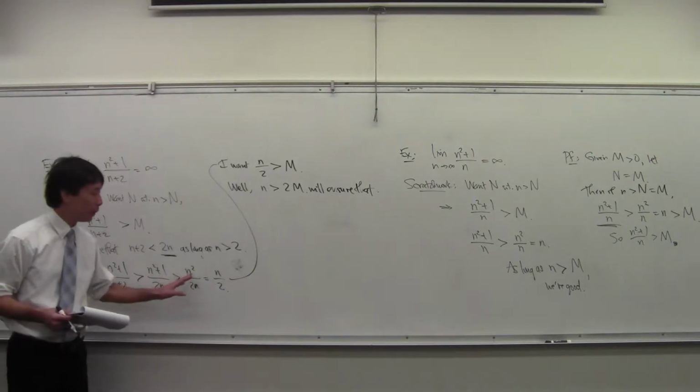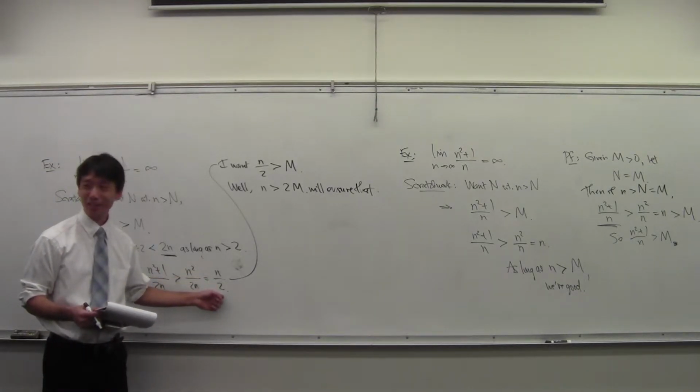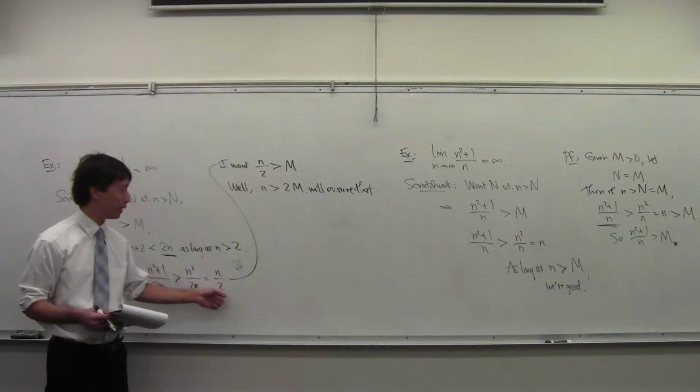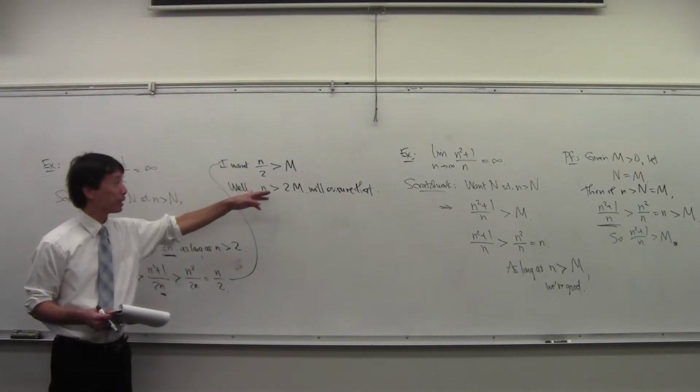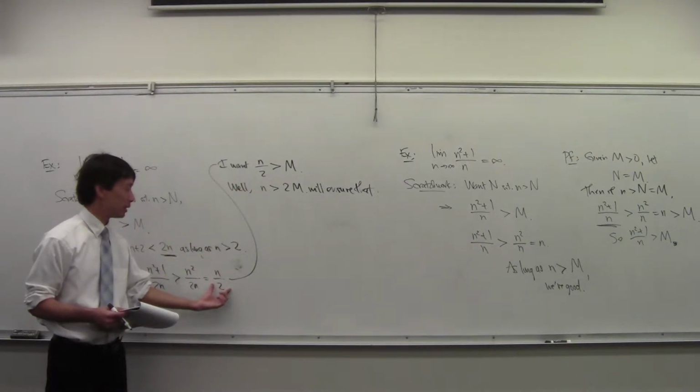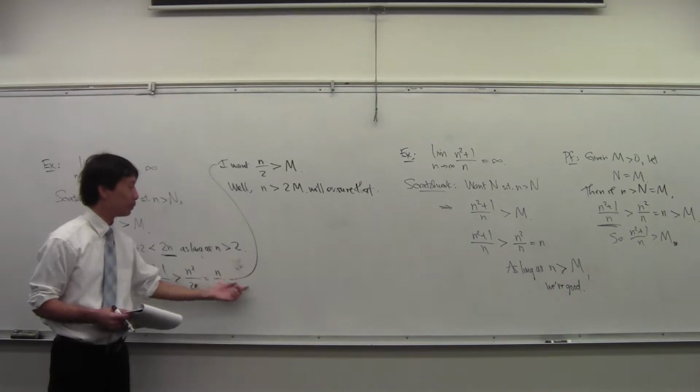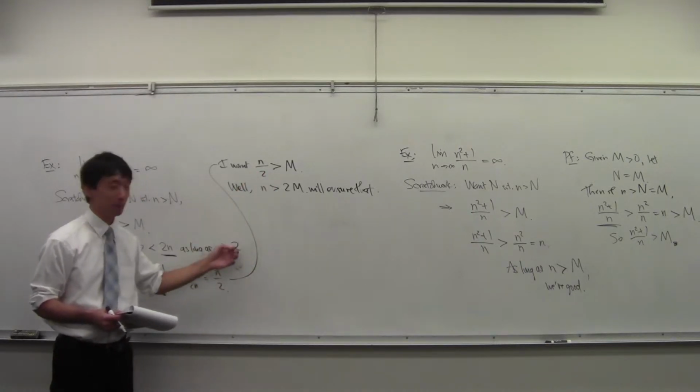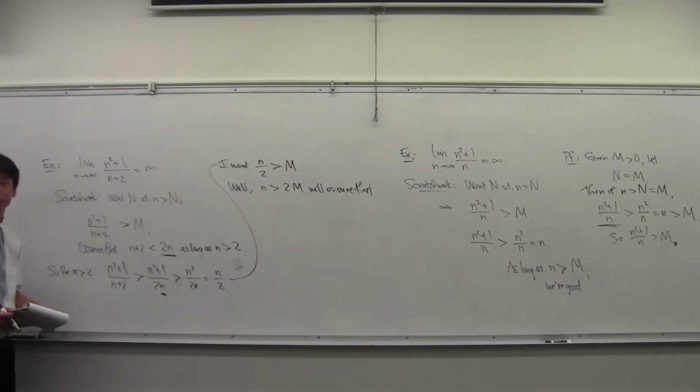So you're sort of hoping to get an n, you're hoping to get something that looks like n over here, because then you can say, well, if n is bigger than m, then I'm okay. And even though it's a fraction, the way you would do it is you'd say, for n greater than capital N, where N equals 2m.